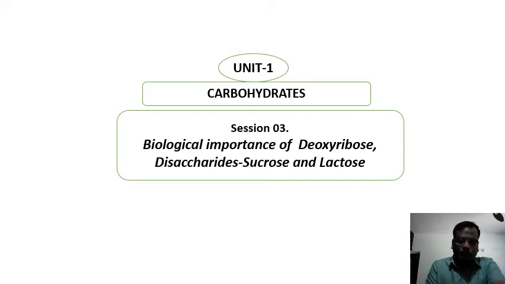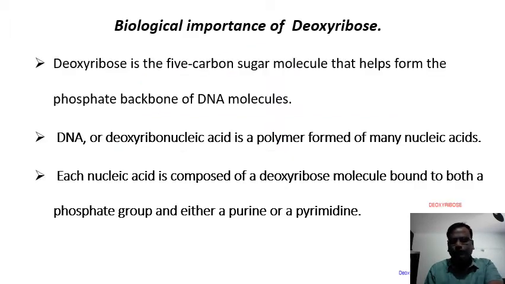So in this session, we'll study the biological importance of deoxyribose and disaccharides. Now deoxyribose is a pentose sugar. Ribose and deoxyribose are almost the same, and in deoxyribose one oxygen molecule is less. That's why it is called deoxyribose. And this is found in the DNA molecule. So you know DNA is the genetic material, deoxyribonucleic acid.